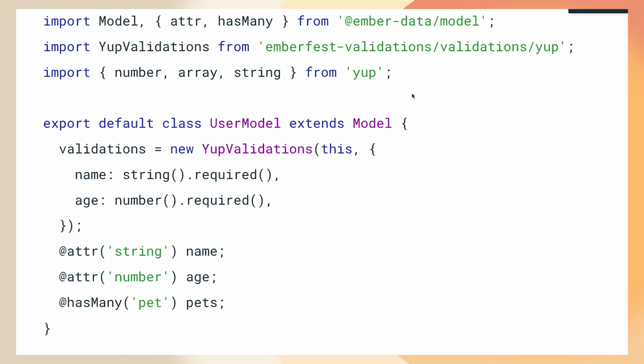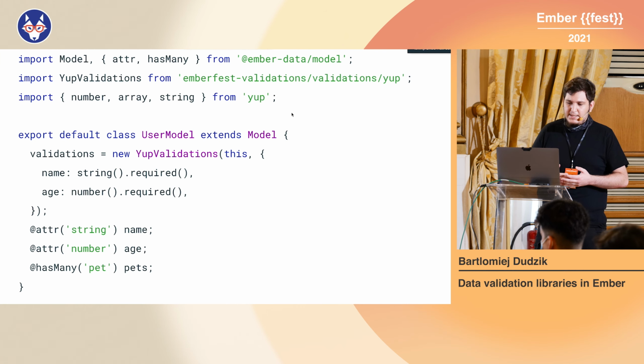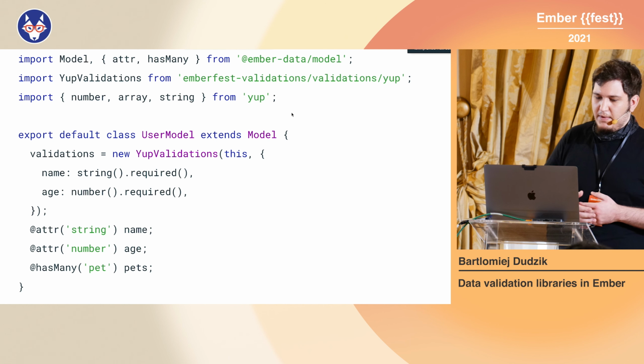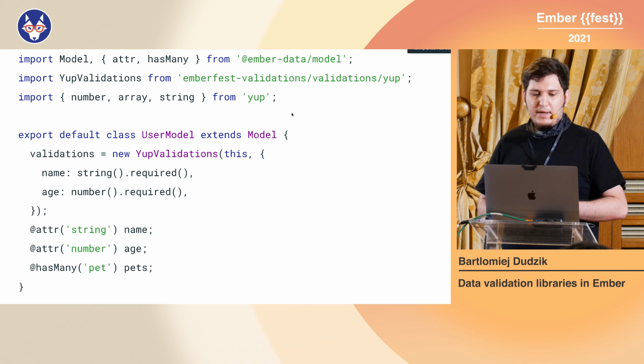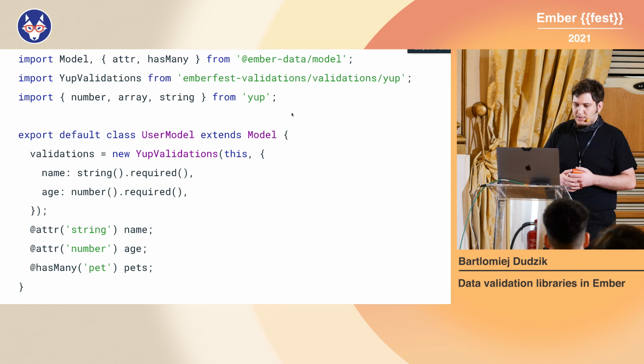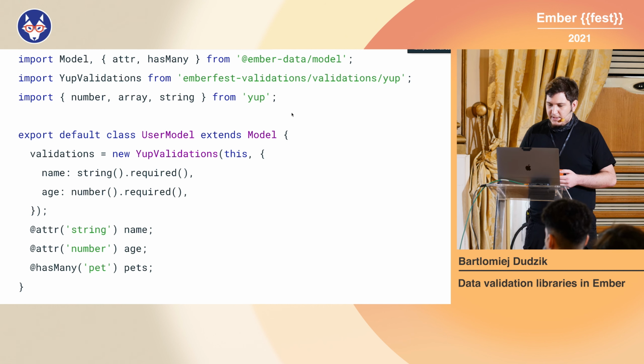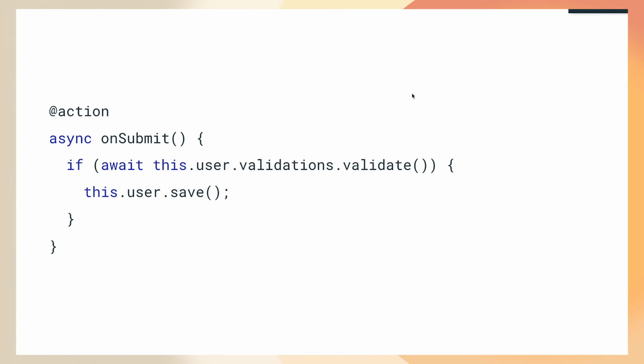In this example, I wanted to maybe show an alternative for a model validator as well. We define our validations on a model. We import our class, we import Yup schemas. And finally, we initialize the class, so it will receive the data, in our case the model instance, and then we provide the shape. So it has name and age, which are required. As you can see, we have name and age attributes, as well as a has-many relationship, which we'll use a bit later.